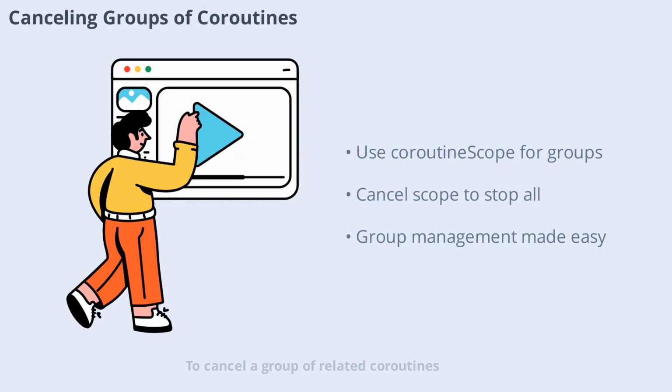To cancel a group of related coroutines, create a coroutine scope using coroutineScope or supervisorScope. Canceling the scope will cancel all coroutines launched within it, making group management straightforward and reliable.